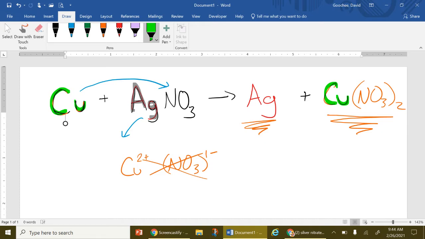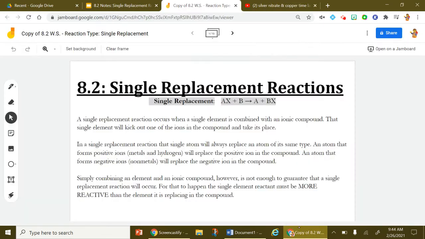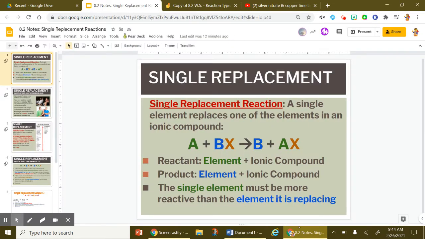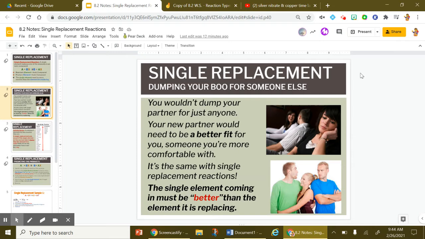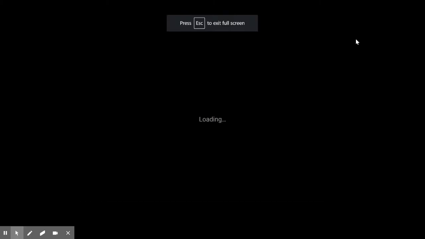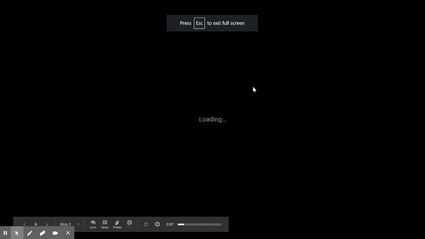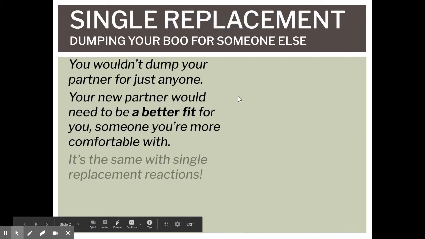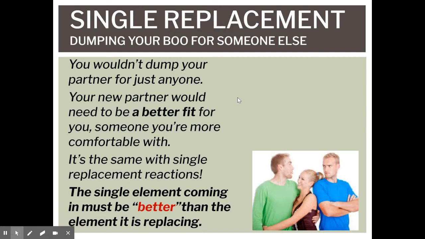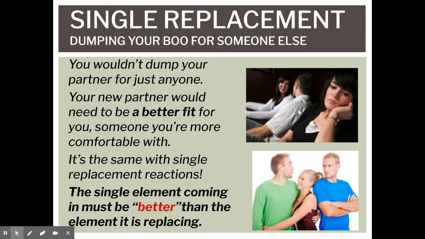If this reaction was flipped, if I put silver metal in with copper nitrate, there wouldn't be a reaction because nitrate would not want to get rid of the copper and replace it with silver. Right? It's kind of like a relationship example. You would not break up with your boyfriend or girlfriend and choose to go out with someone new unless that person would feel like a better fit. Okay, so this is how single replacement works.